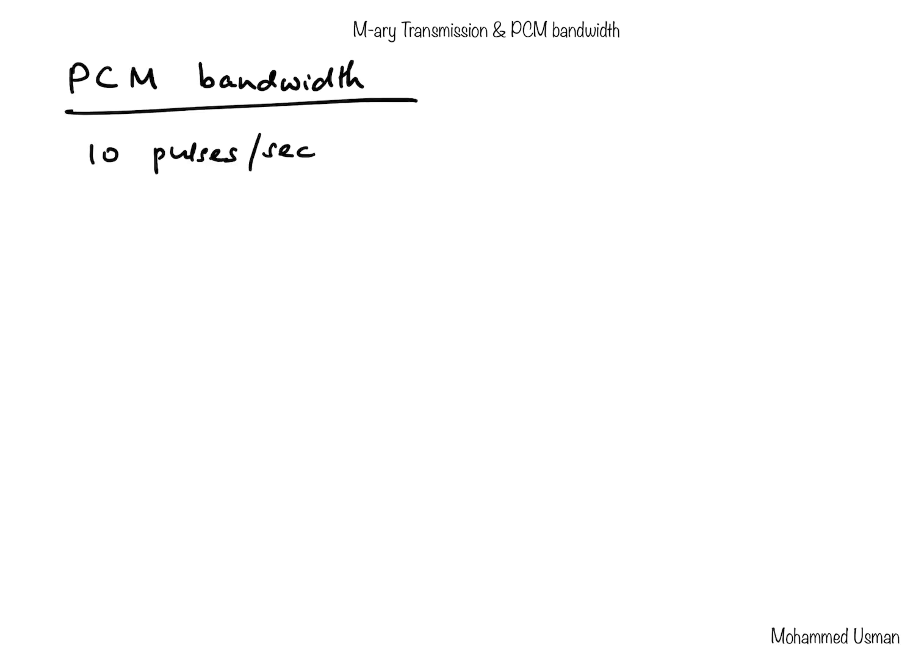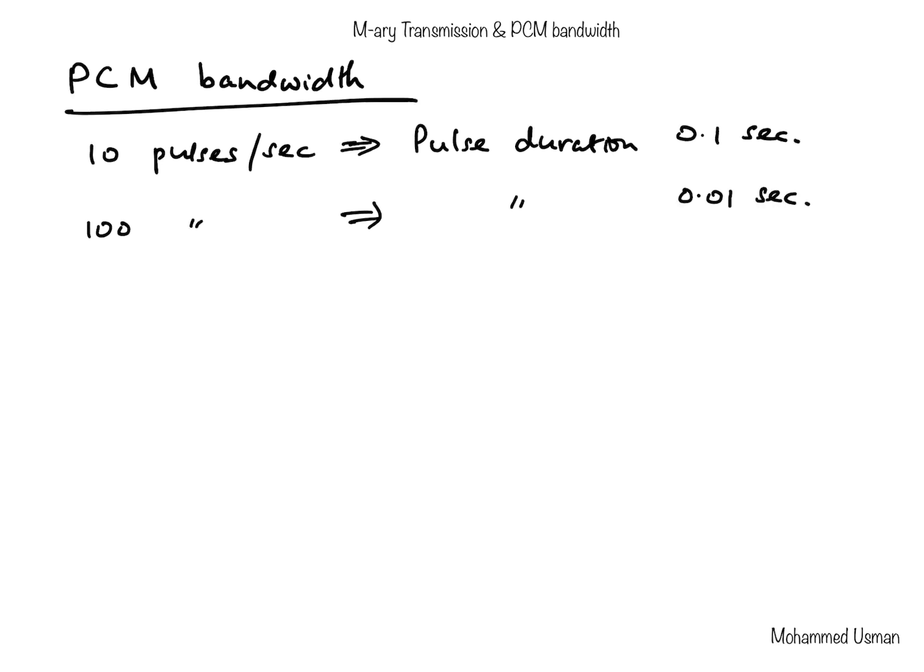So we'll talk about PCM bandwidth now. Let's take the example where we are, say, transmitting 10 pulses per second. That would give a pulse duration of 0.1 second. And if we increase it to 100 pulses per second, that means the pulse duration will become 0.01 seconds. So the pulse is getting narrower.